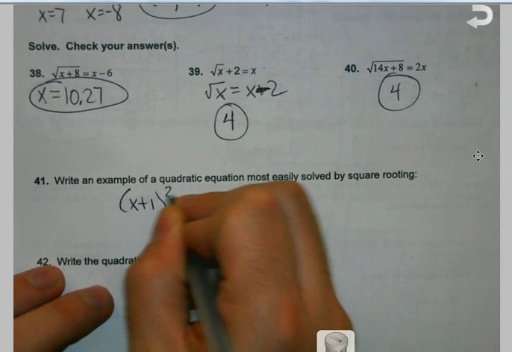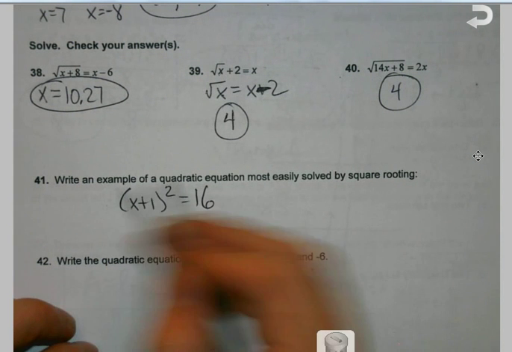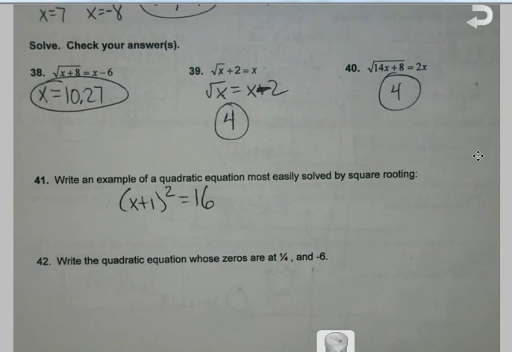Well, you could come up with an example of your own, but I think this one would be. If I get something, I don't want to have to FOIL that out or do something else, so I could just square root, go about my business. Nothing too bad.